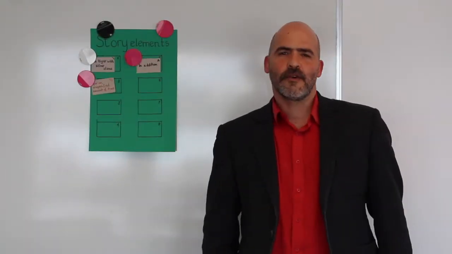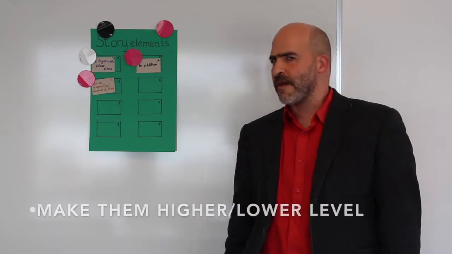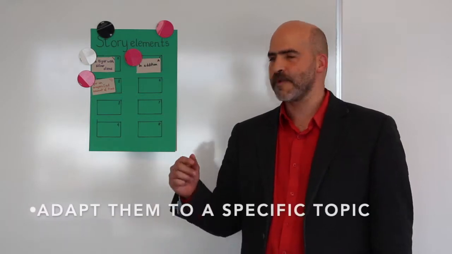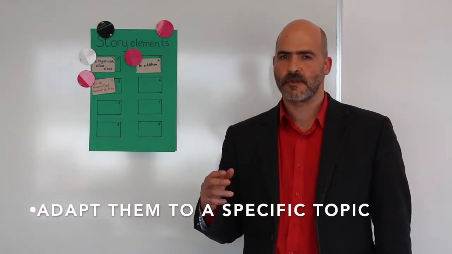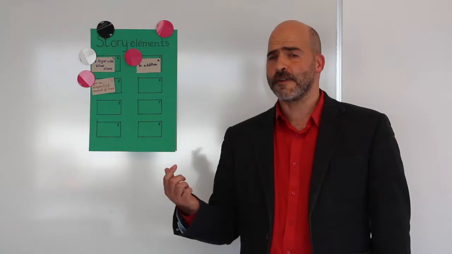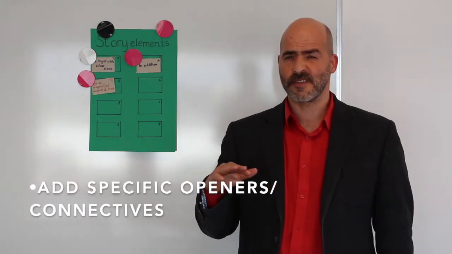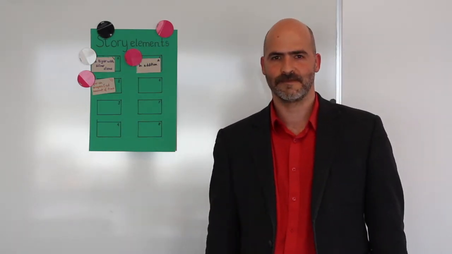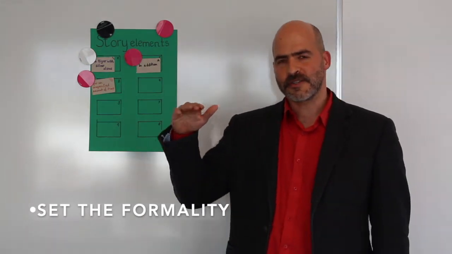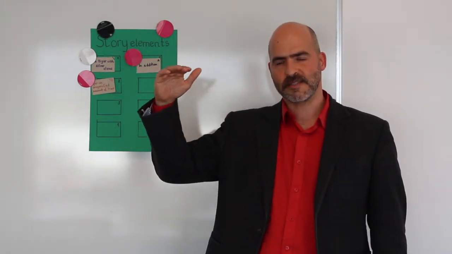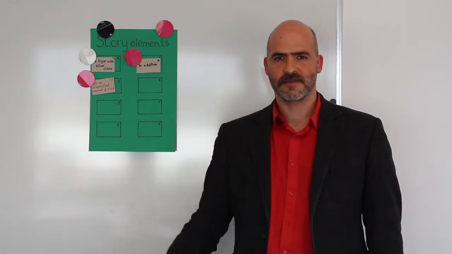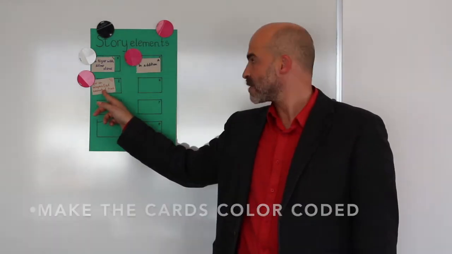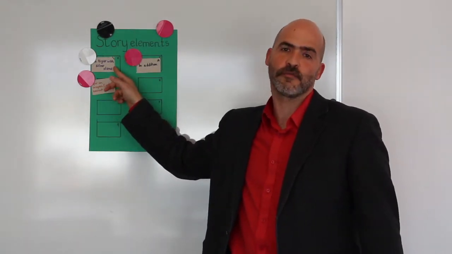Right. Let's have a look at some of the points again. With the vocabulary cards, you can make them higher or lower level. You can adapt them to a topic like work, job interviews, or sports competitions. You can further add specific openers and connectives, such as in spite of, nevertheless, despite, although, and so on. You can set the formality or the register of the text with more formal phrases or less formal everyday phrases. You can make the cards color-coded. You can use one color for specific topics and a different color for topics, for example, for children.